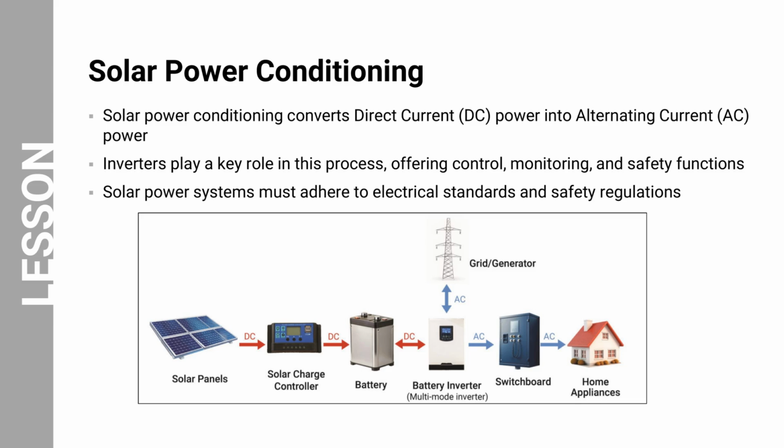Solar power conditioning transforms the direct current, abbreviated as DC power, generated by solar panels into alternating current, abbreviated as AC power, suitable for use in electrical grids. Inverters are crucial in this process, converting power and providing control, monitoring, and safety functions. These systems must comply with electrical standards and safety regulations.